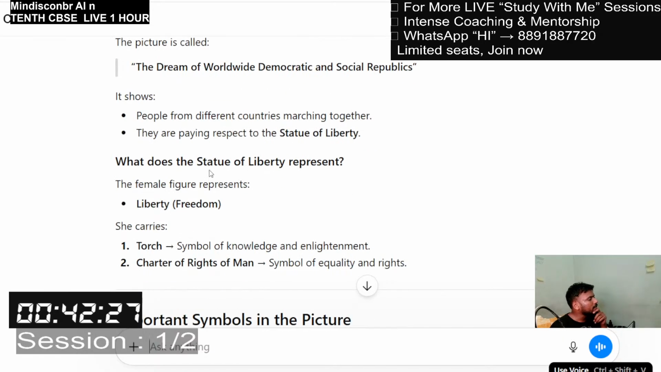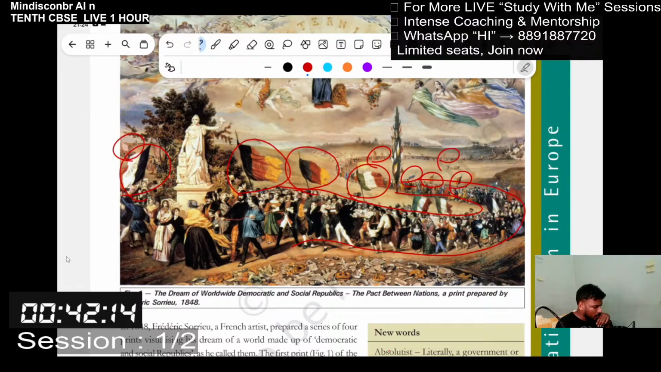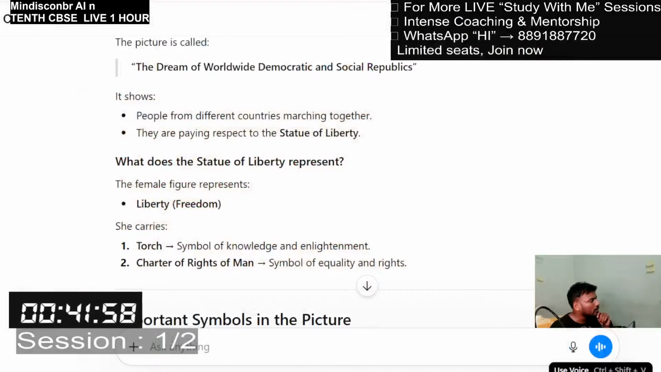So what does this explain? The people from different countries are marching together. Yes, you can see here people from different countries with their national flags marching towards where? To the Statue of Liberty. This is the Statue of Liberty. They are paying respect to the Statue of Liberty.